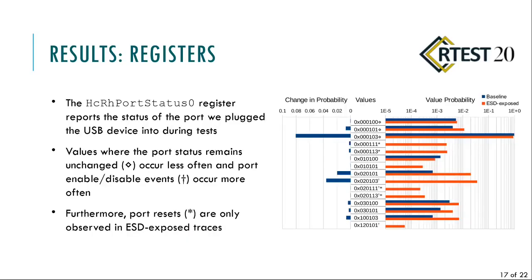Finally, the HCRH port status 0 register reports the status of the port that we had plugged our USB flash drive into. This tells you whether a device is attached, the power draw of it, things like that. Values where the port status remains unchanged occur less often, and port enable and disable events occur more often. As well, port resets are only observed in ESD-exposed traces. These are situations where not just the device on the port, but the port itself needs to be turned off and turned back on again.